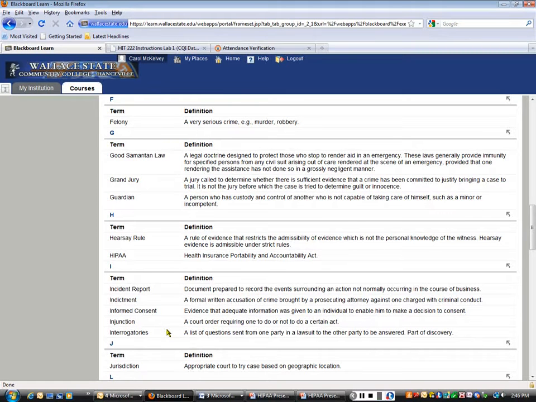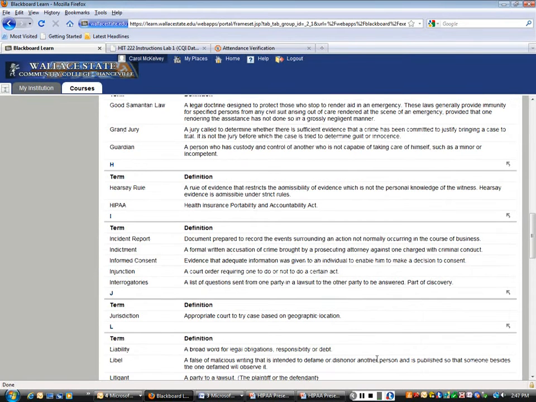Jurisdiction, that's just the term for the appropriate court to try cases based on geographic location. We talked about district courts, and there can be state courts, and there's federal courts, but the particular locale or area is known as the jurisdiction for that court.